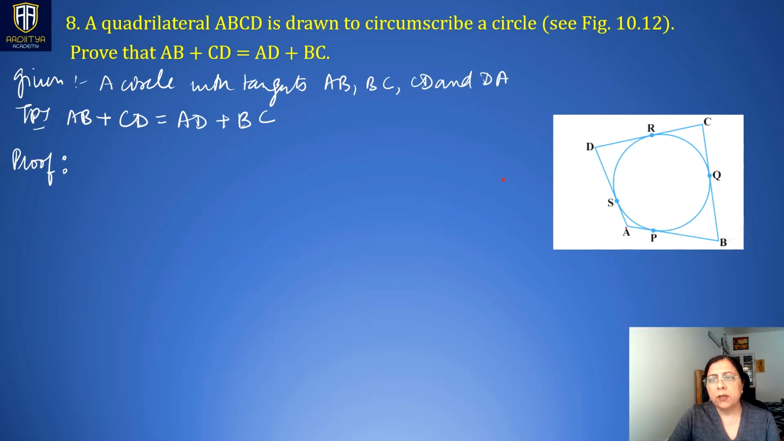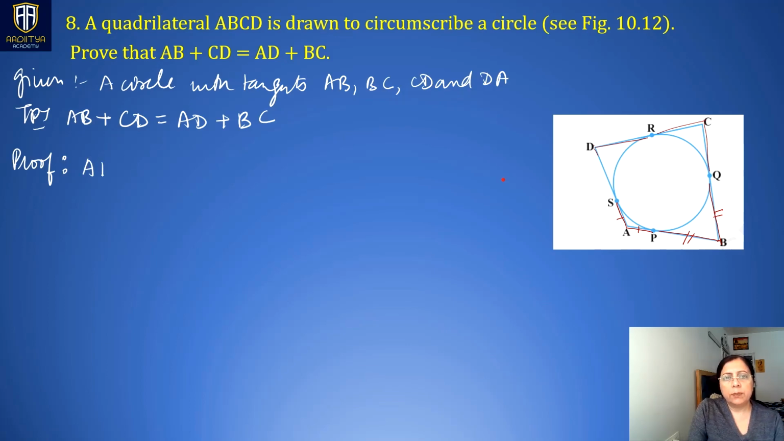From A, we have drawn two tangents, AP and AS. So the lengths of these two tangents will be equal. Similarly, B is a point. From here, BP and BQ are two tangents from an external point. So the length of BP is equal to BQ. Similarly, from C, we have tangents CR and CQ. From D, we have two tangents DR and DS. Now consider these 4 sides of the quadrilateral as sets of tangents from these 4 points A, B, C, D. So we are applying the same theorem to these 4 points.